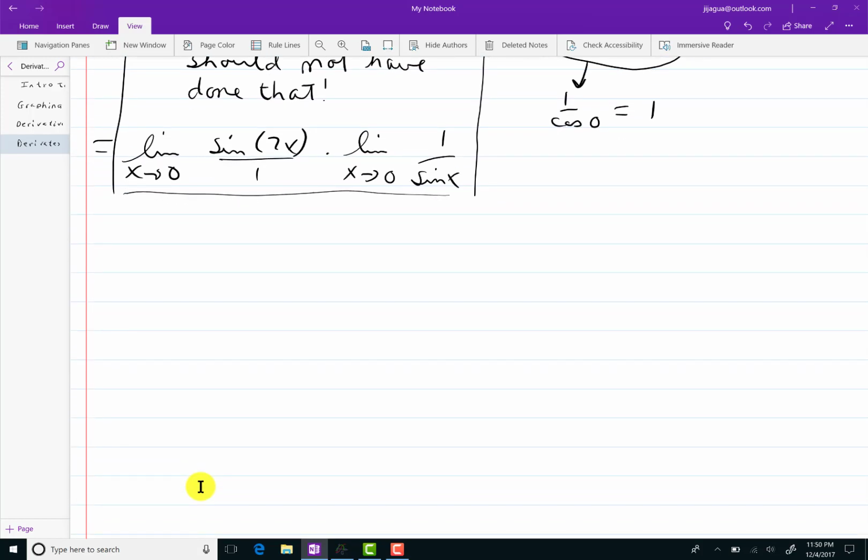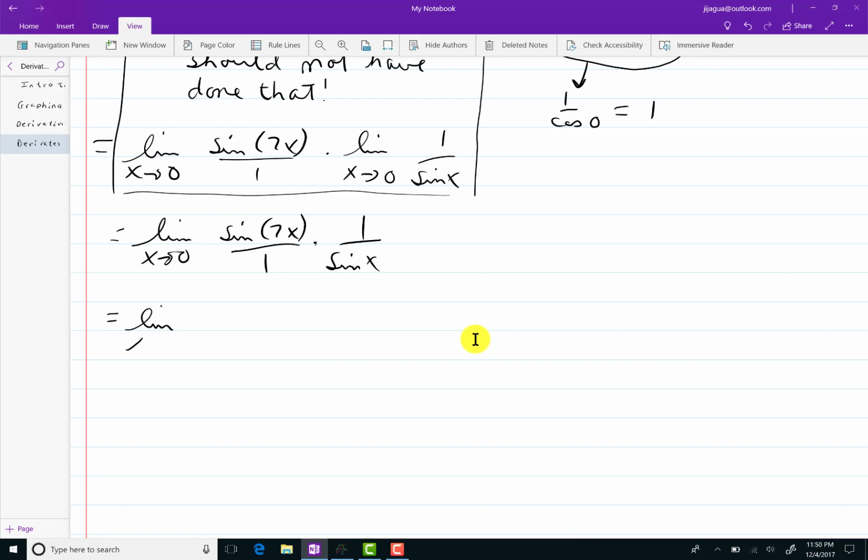Here's what we have. The cosine part I don't have to worry about, it's gone. I'll have the limit as x goes to 0. I am going to keep it as sine of 7x over 1 times 1 over sine of x. The reason why I want to do that is because I need to get a 7x in the first fraction. Under here I need a 7x. So what do you normally do? Force it in.